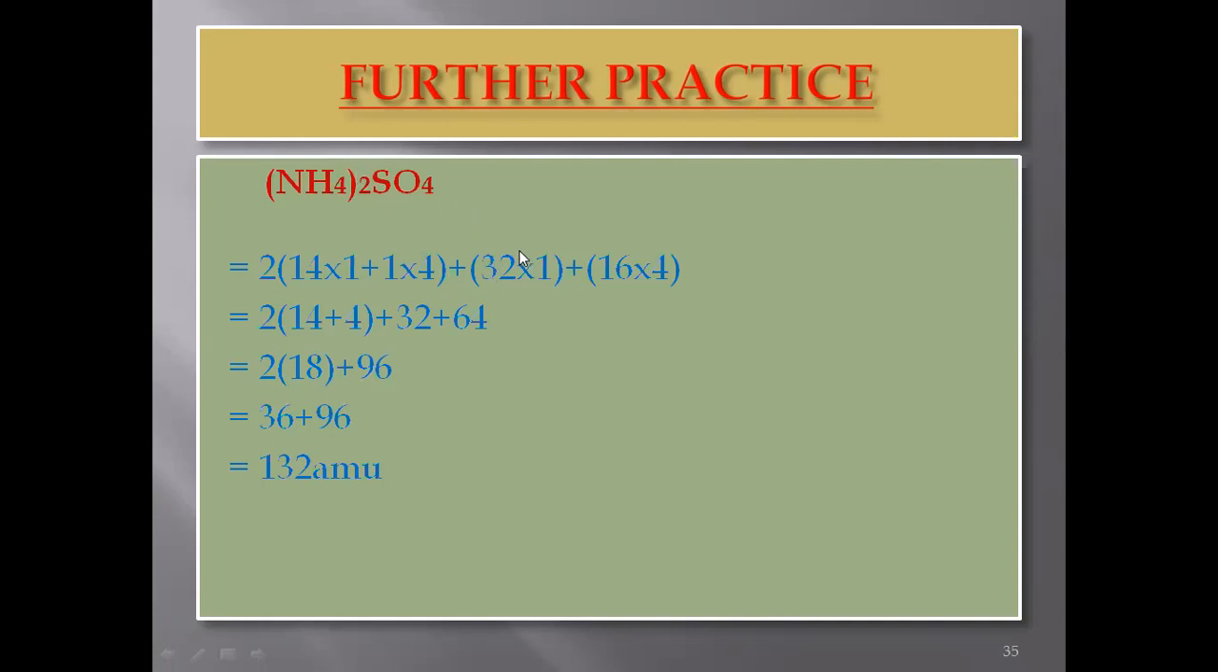sulfur 32 multiplied by its number of atoms, which is 1, and again the next term is for oxygen, the mass of oxygen multiplied by the number of atoms, which is 4. Then we will solve the small brackets first. After solving the small bracket, we will get 2 into 18 plus 96. Then you will multiply this 2 with the digits which are present inside the bracket. It will be 36, and after addition we will get 132 AMU.